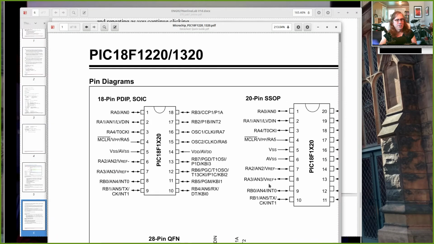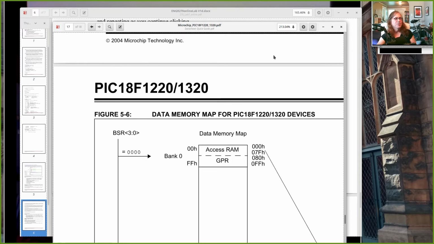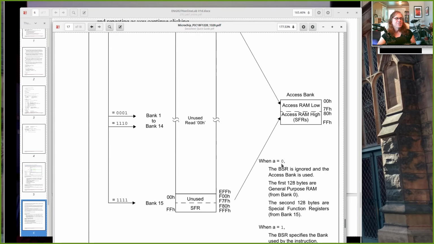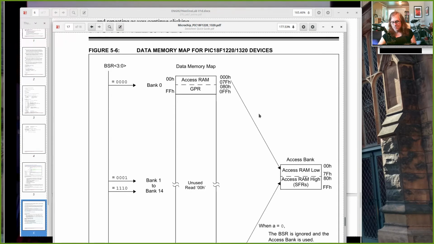So if you look in the quick guide, there's a picture here, figure 5.6, that has a nice little synopsis. When A equals 0, the access bank is used, which means you're either coming from general purpose RAM or special function registers. And it depends whether the number that you're specifying is below 80 or above 80. And then when A is 1, it's just business as usual. The 8-bit number that you specify in the instruction, that's the file register you go after. So 0 is the special case.